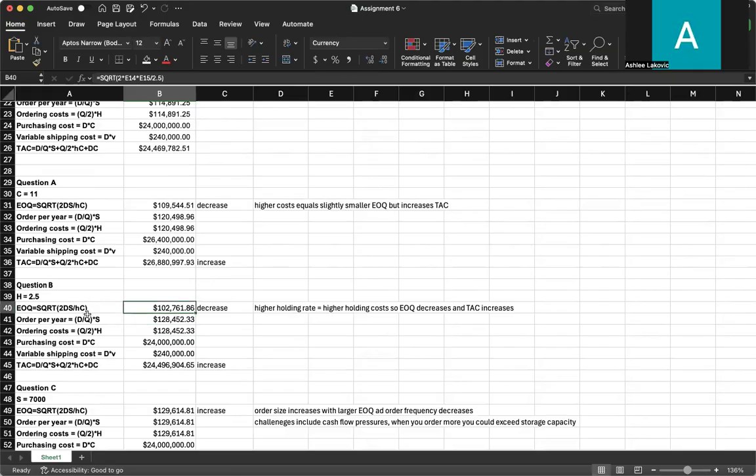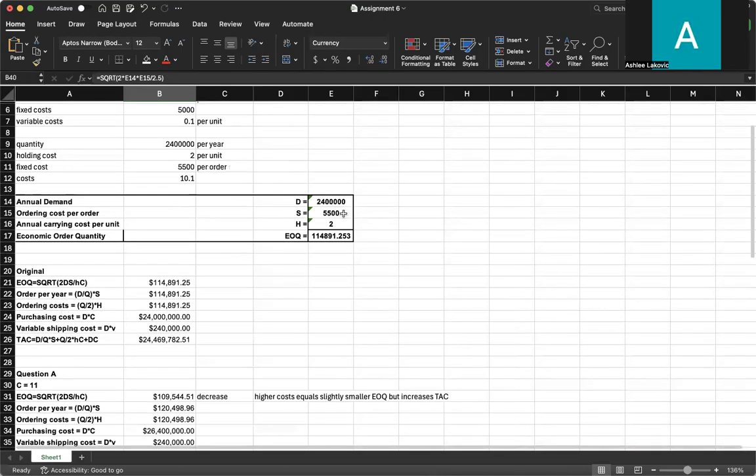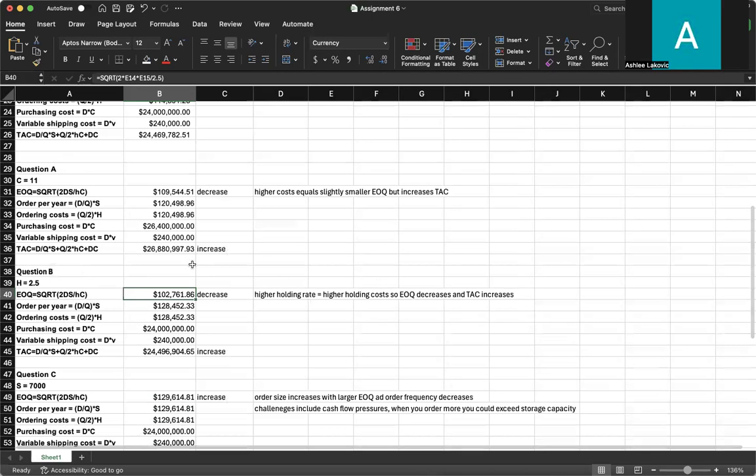And again, we just go throughout all of the equations here and do the same. So the EOQ is the square root of 2 times the demand times the ordering cost per order, divided by the holding cost there. And again, you move through each of these so that the combined sum of all of these equals the TAC.